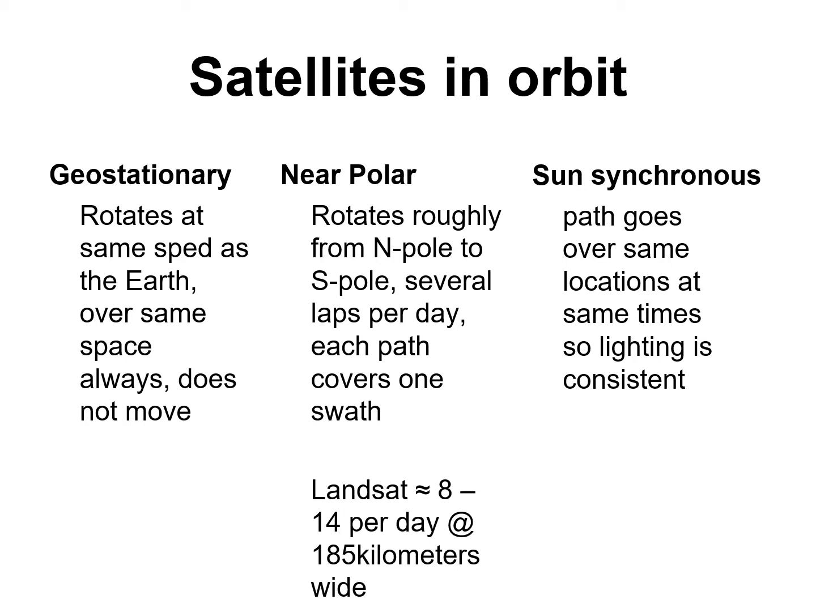Some satellites are what they call near polar, and that means that it roughly rotates north pole to south pole several laps per day. So each path around the Earth covers a narrow path wide, but over a long distance. As the Earth turns, the rotation of the satellite from pole to pole maintains its same position, and so the Earth moves underneath it. So each new pass, that swath that it collects, is somewhere new. And after a certain number of days, all the paths will have lined up and you will have taken a complete picture of the Earth.